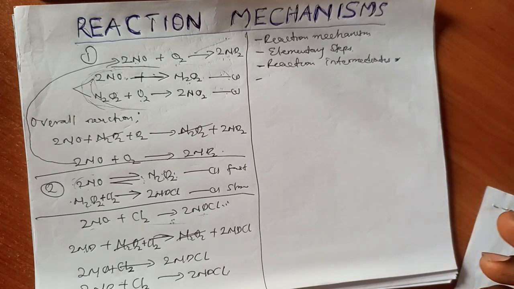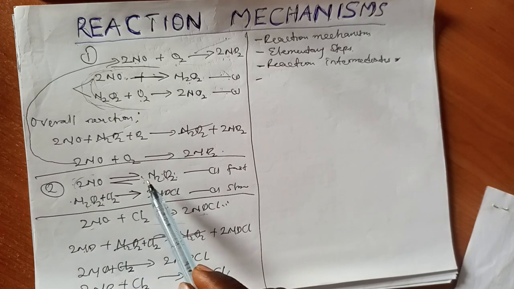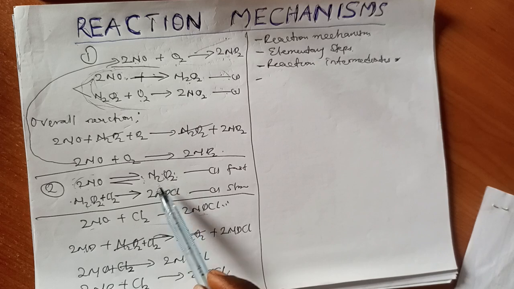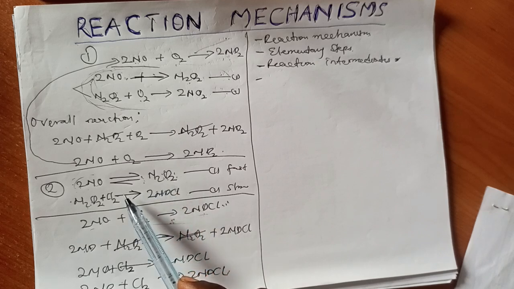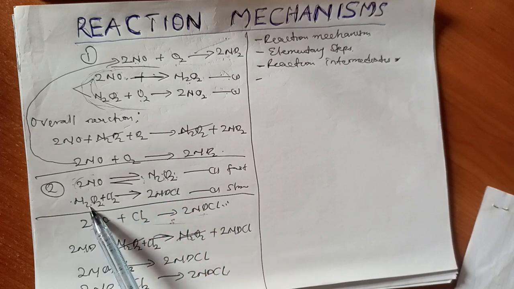And how you will know is that an intermediate is always formed in an early elementary step. This is the early elementary step. It is always formed in the early elementary step and consumed in a later elementary step. You see, what is formed there is now consumed here.